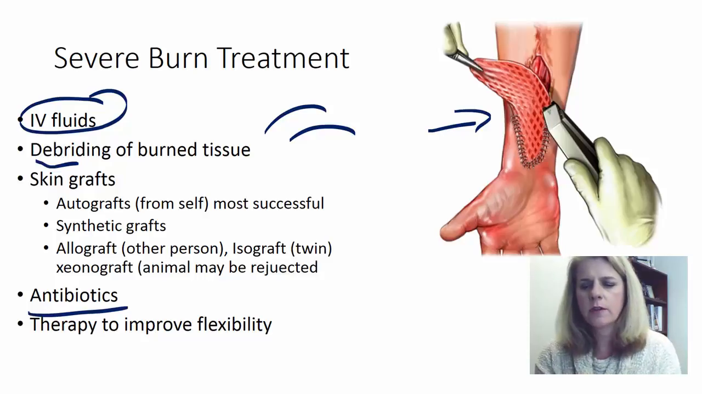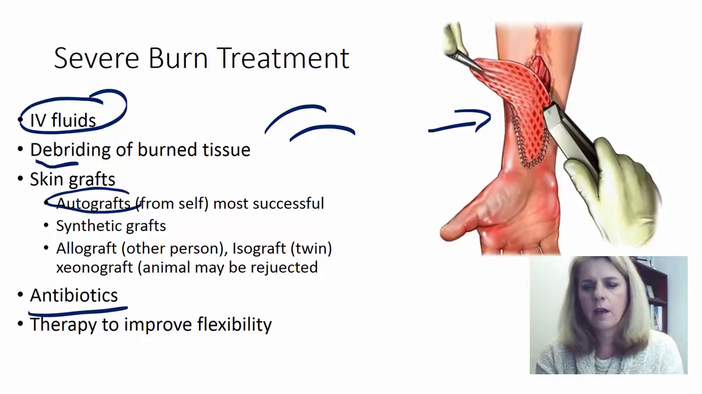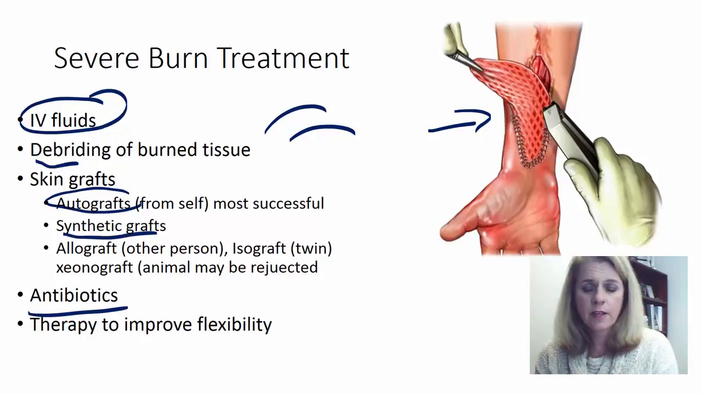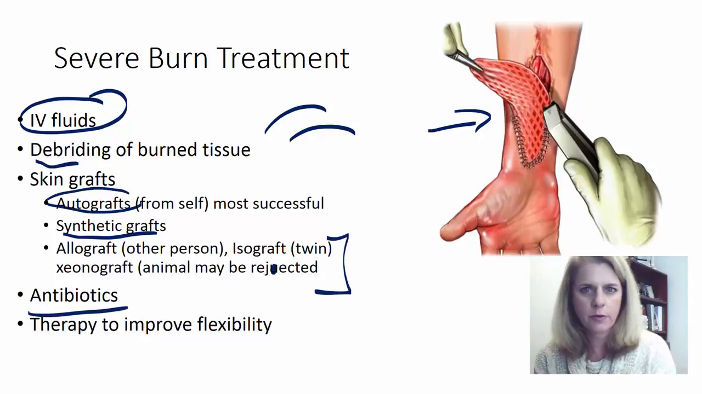The most successful is if you use an autograft, which means you take it from yourself. So if you burn your arm, then they would take tissue from your thigh. There's also synthetic grafts. They've got some synthetic materials they can use. And sometimes those are temporary, sometimes not. Then you can have an allograft. These are not as successful. They may be rejected, and there should not be a U there. So an allograft means from somebody else. So if you got burned and I gave you tissue, that's an allograft, just another person.